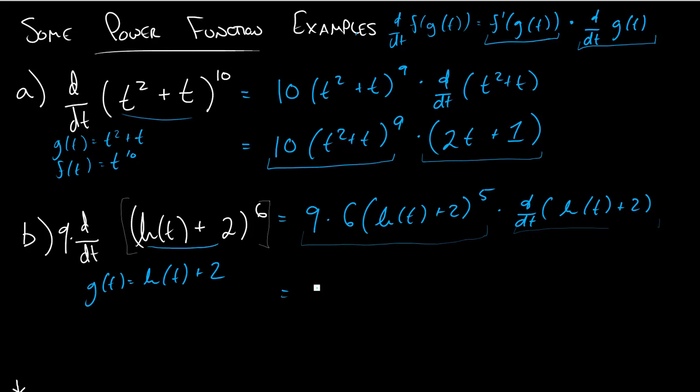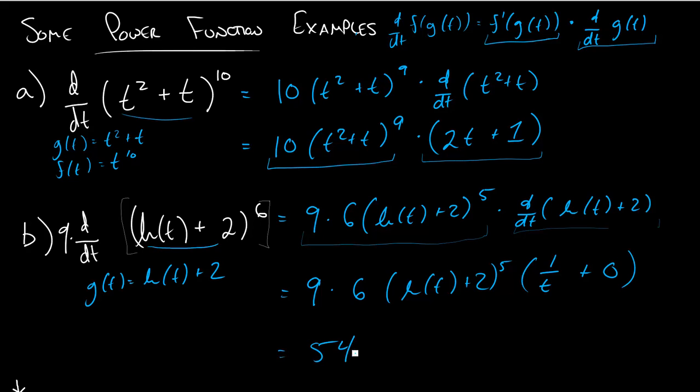And just like before, it's going to work out pretty nicely if you remember your rules. So I'll have 9 times 6 ln of t plus 2 to the 5th power. So by my rules, this is going to be the derivative of ln of t plus 2. The derivative of ln of t is 1 over t. And what's the derivative of 2? Well, it's 0, right? And so if I simplify this thing, 9 times 6 is 54.